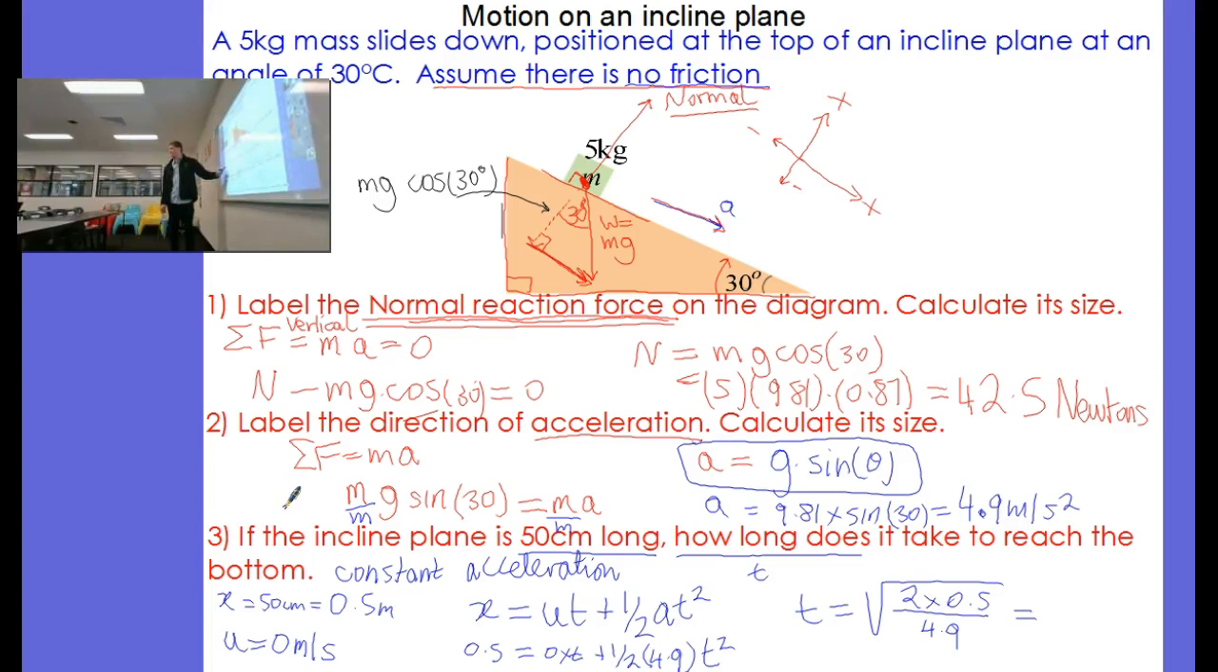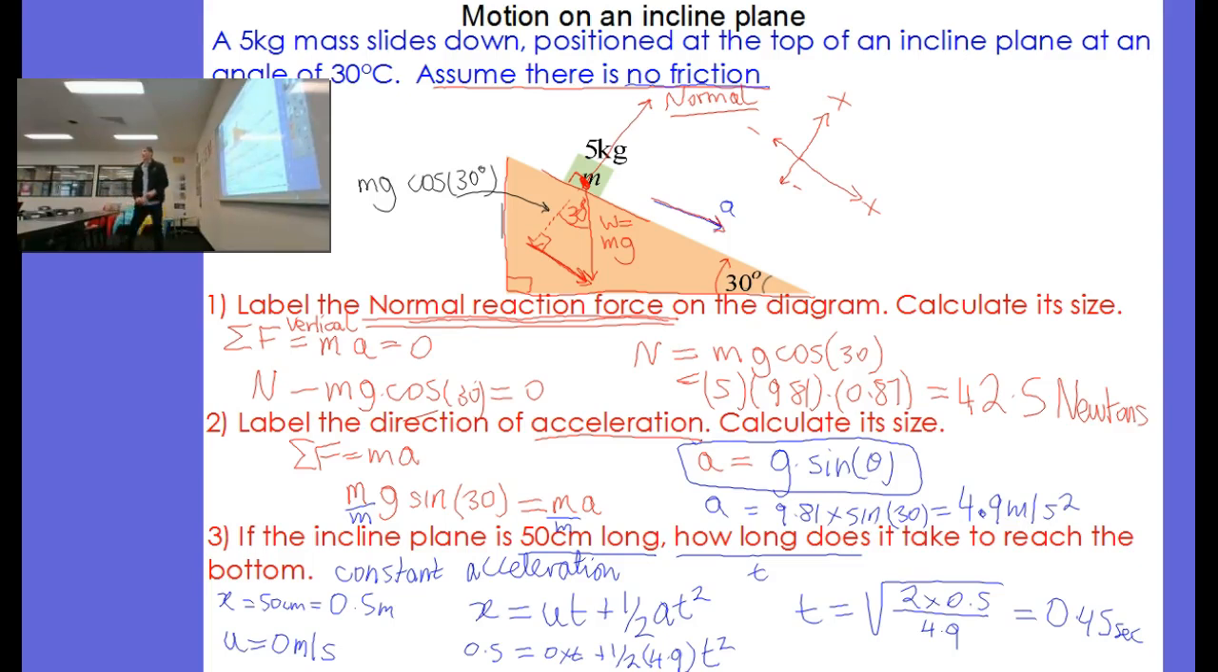What did we achieve? Buddha, what'd you get? 0.45. 0.45 seconds it's going to take to slide 50 centimeters down the plane in this scenario where there's no friction. Things are very fast when there's no friction. Okay. Very good. Does everybody understand?